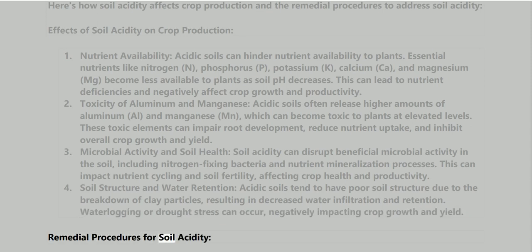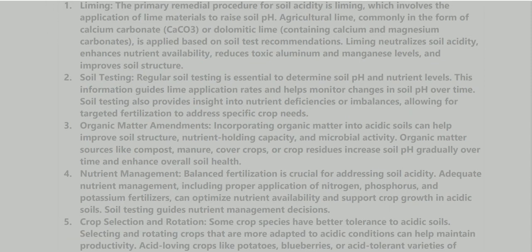Remedial procedures for soil acidity. 1. Liming. The primary remedial procedure for soil acidity is liming, which involves the application of lime materials to raise soil pH. Agricultural lime, commonly in the form of calcium carbonate (CaCO3), or dolomitic lime, containing calcium and magnesium carbonates, is applied based on soil test recommendations. Liming neutralizes soil acidity, enhances nutrient availability, reduces toxic aluminum and manganese levels, and improves soil structure.